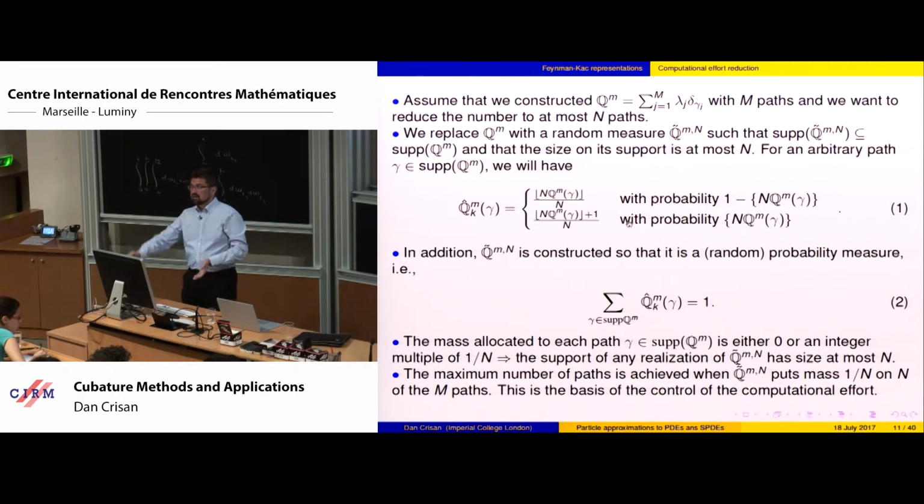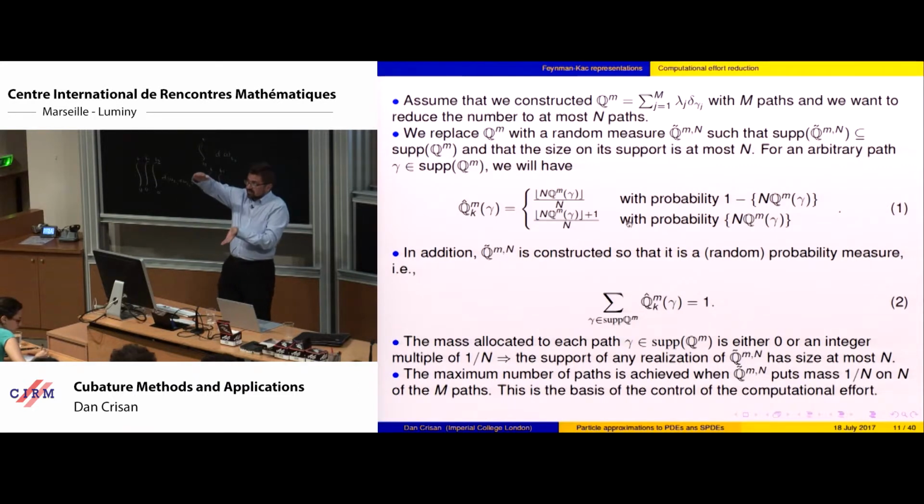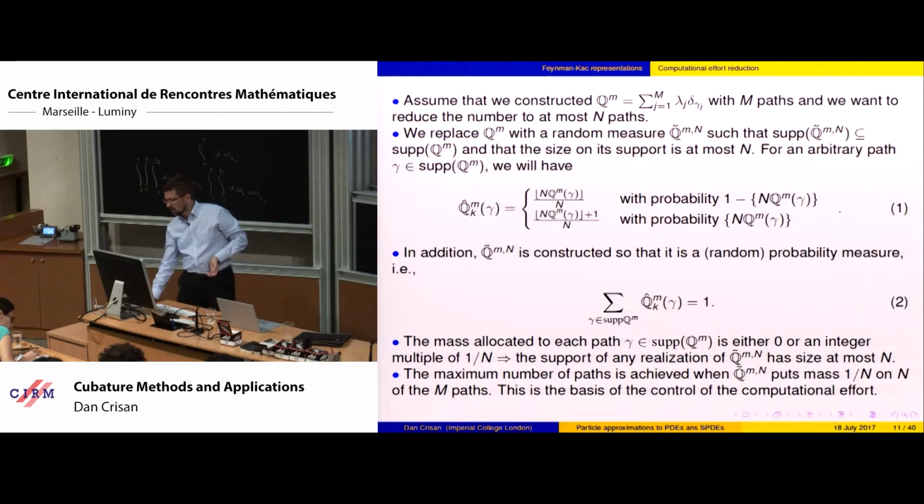Okay, so each one of the remaining paths will have a corresponding weight, and it's going to be a probability measure on the paths in itself. So the sum of all these weights will still be one. So I still deal with a probability measure.